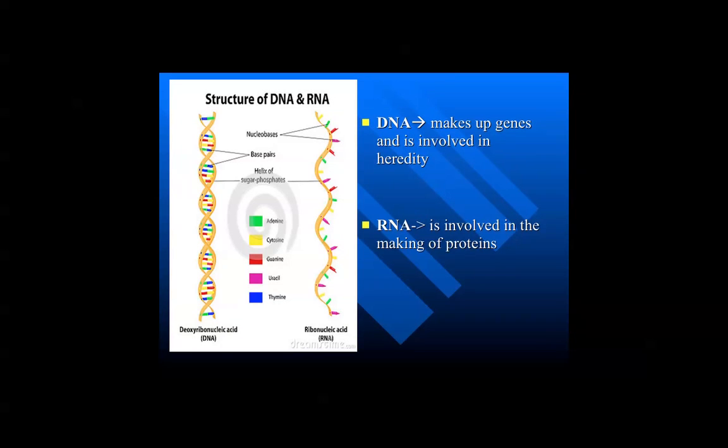Here is a structure of DNA, which is deoxyribonucleic acid, and a structure of RNA, which is ribonucleic acid. In your notes, you want to add that DNA makes up genes and is involved in heredity. Heredity means genetic information that's passed on from generation to generation. RNA is involved in the making of proteins, and we'll realize later as we study our genetic unit that protein plays a big role in our characteristics.